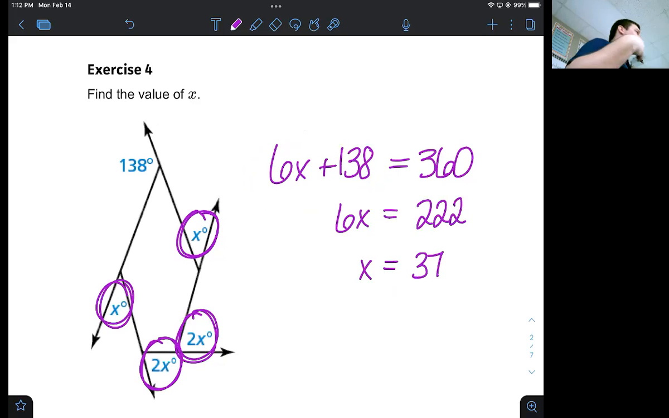I'm not going to count off if you put degrees. I will count off if it says find the measure of an angle and you don't. Okay, but yeah, 37 degrees. So x is 37. If it said find the measures, you'd say 37 degrees, and then 37 times 2, 74 degrees for the 2x angles down there. And if you do all that math and you add 37, 37, 74, 74, and 138, you should get 360 degrees.